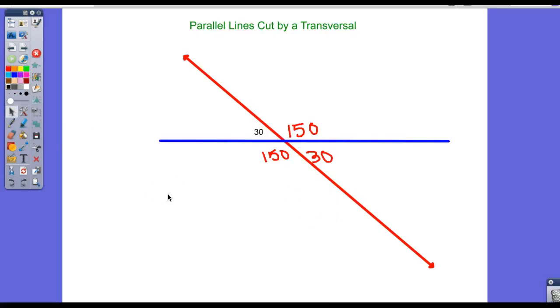Well, now let's look at what happens if I have parallel lines. Well, what's a parallel line? Remember that a parallel line is just a line that is going in the exact same direction. If it were on a graph, these lines would have the exact same slope, and unless they're lying on top of each other, they're never going to touch ever. That's because they're going in the exact same direction.